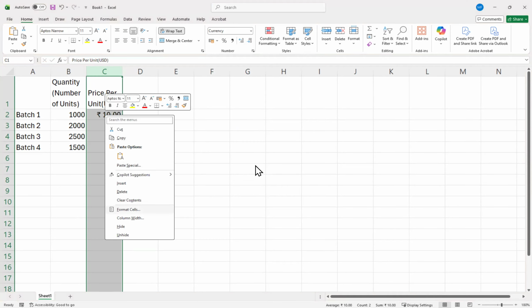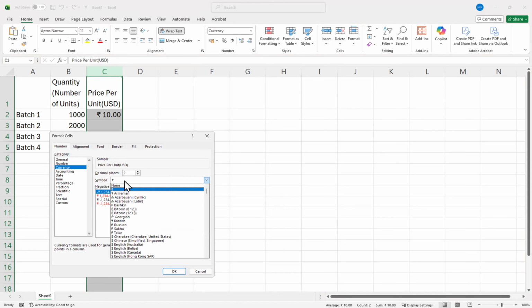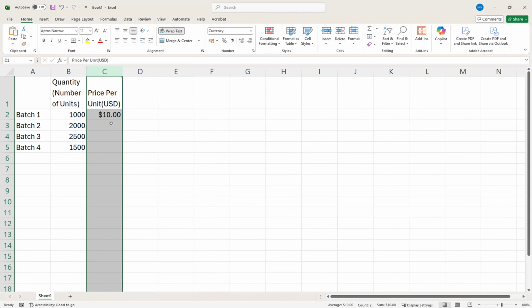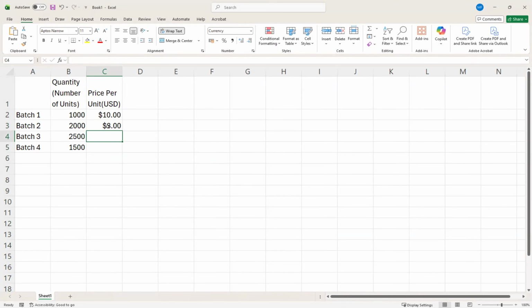I'll just format it to dollars. Let's make it dollars, $10. For the second one, let's have say $8. Then let's have $7. I'm deliberately trying to make a consistent pattern because I want to show you the difference between the different methods.